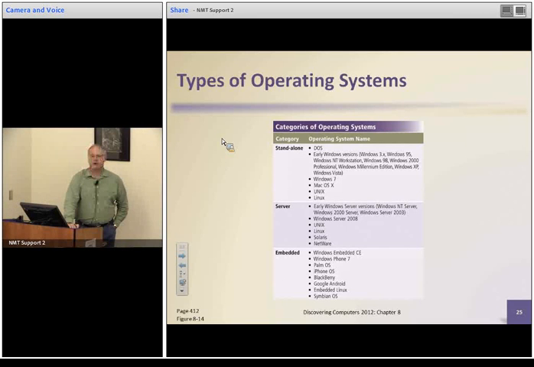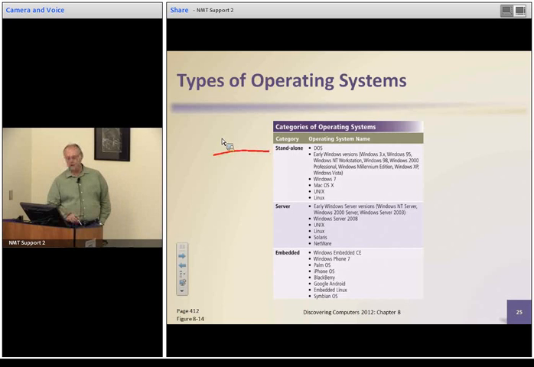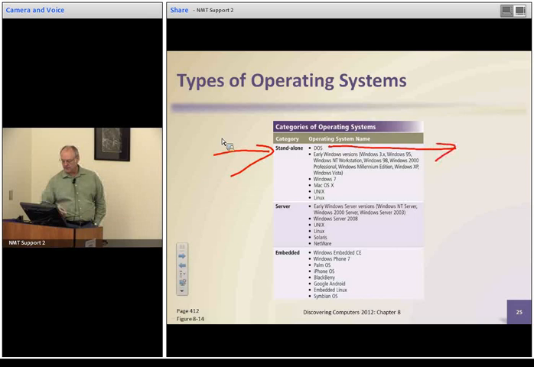Categories of operating systems. They're standalone. They only do one thing at a time. You know, that's all they do is what they're doing. And I mentioned disk operating system. It's DOS. You might be interested in the urban legend about that.